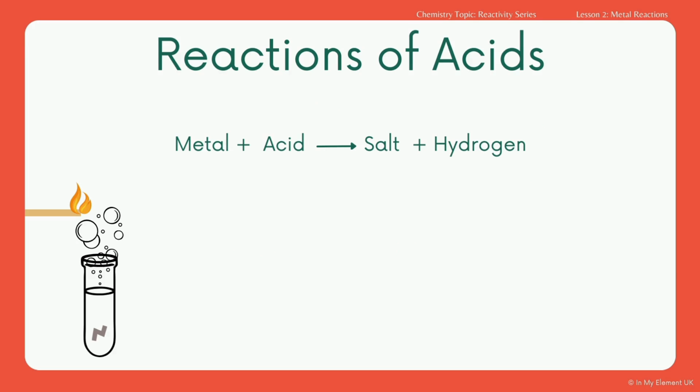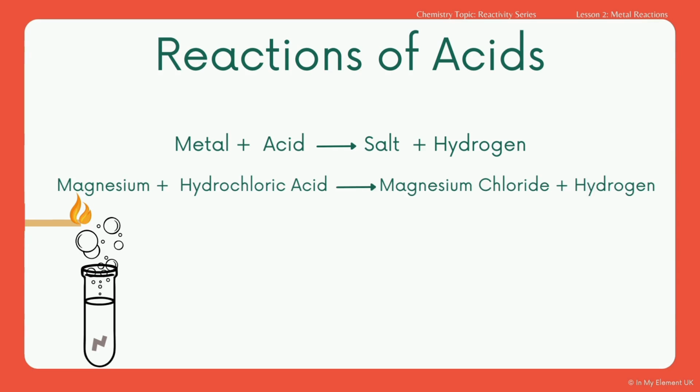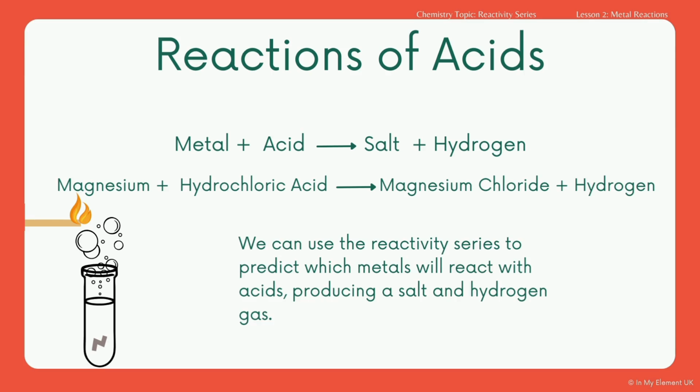Now, you also need to be able to write the word equations for the reactions of the metals from the reactivity series with acid. So the metal will react with the acid and it will form a salt and hydrogen gas. So we'll give you an example. If you've got magnesium and you react it with hydrochloric acid, because you've used hydrochloric acid, you will get magnesium chloride as your salt and hydrogen gas.